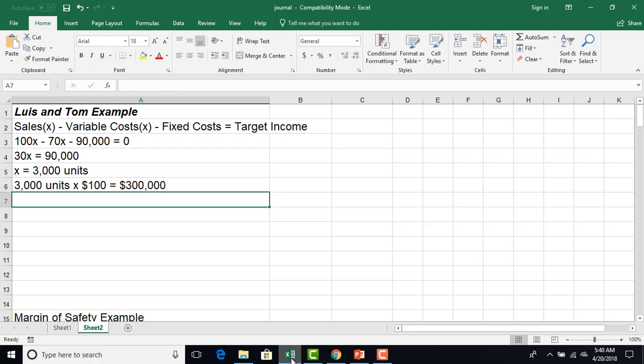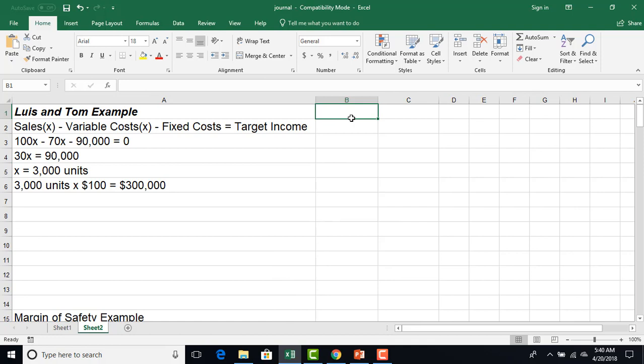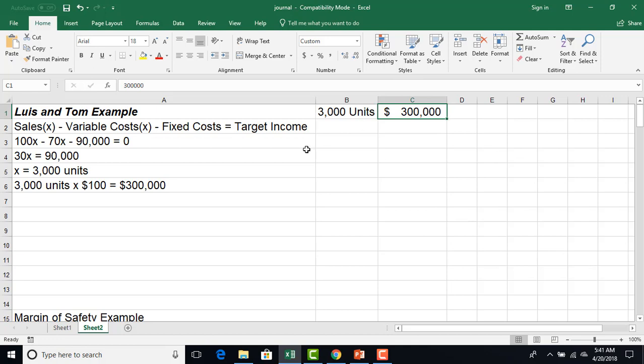All right, so that's what our answer was for Lewis and Tom there. Our break-even point, one more time, let me expand this out a little bit. Our break-even point was 3,000 units, or it was $300,000. Let's make that a dollar value. There we go. So 3,000 units, or $300,000 was our break-even. I just want to save those up here because we're going to use those as we progress forward, looking at some more stuff here with cost, volume, profit analysis.